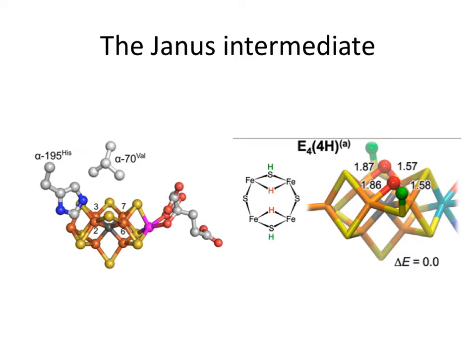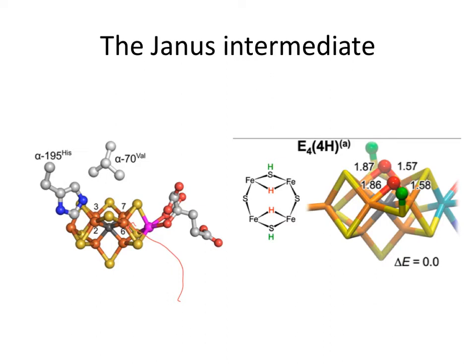ENDOR spectroscopy on molybdenum gave evidence that the hydrides were not on the molybdenum, but instead were on the iron atoms. Some of the early proposals, and by early I mean only like 5 or 6 years ago, suggested that both hydrogen atoms were bound with a terminus on iron 6. Several structures for this intermediate with hydrides bridging several different iron atoms have been postulated. Quantum mechanics calculations support only a subset of those postulated structures.